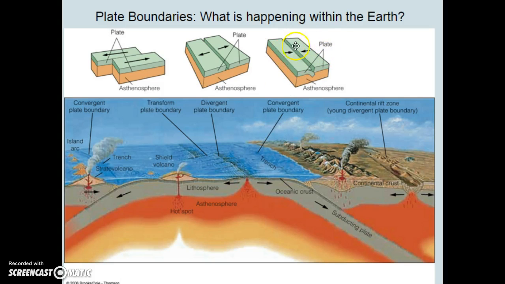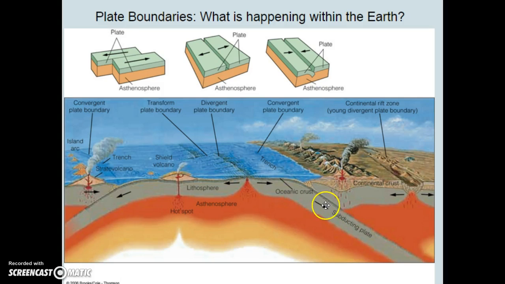Convergent boundaries are where we have two plates colliding. If oceanic crust is colliding with continental crust, it's going to subduct. It's denser. It's a mafic rock colliding with felsic rock. Felsic is lighter. In terms of density, mafic is heavier, right? It's a denser rock. It's going to subduct.